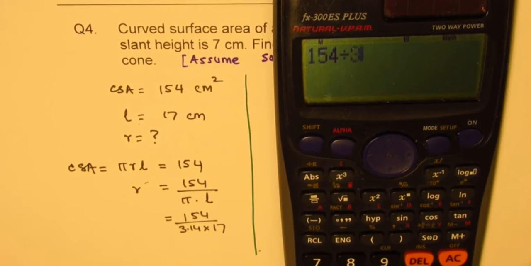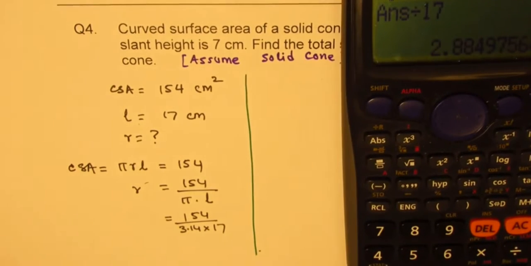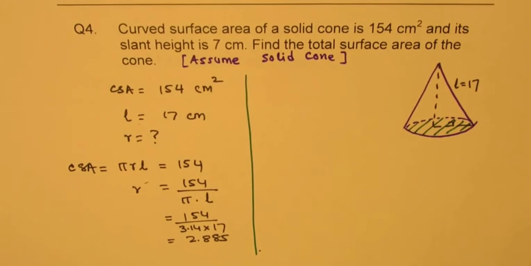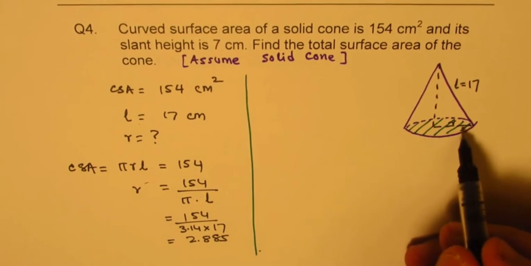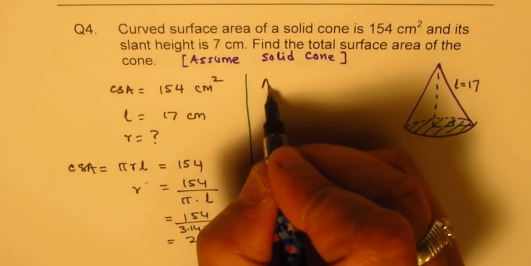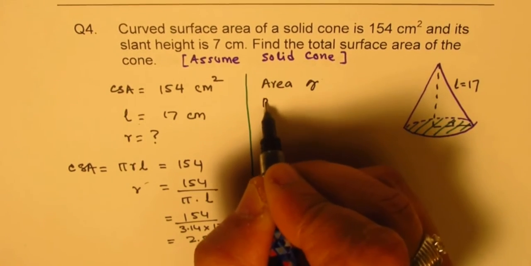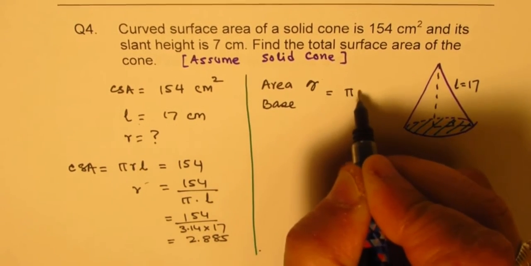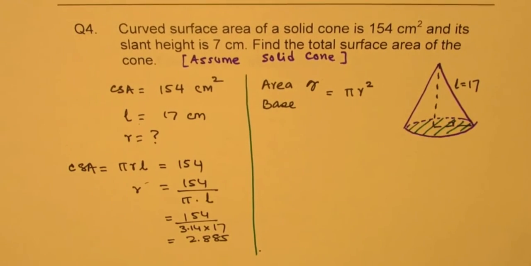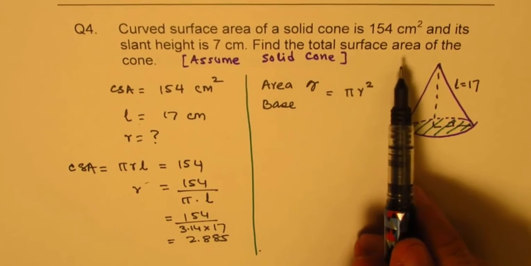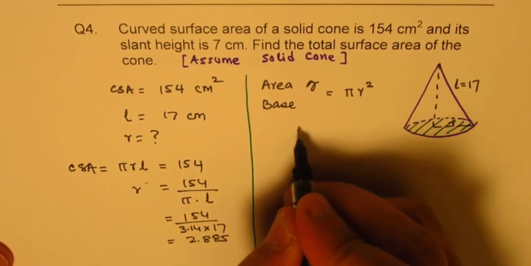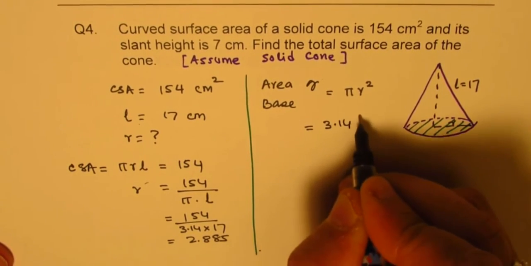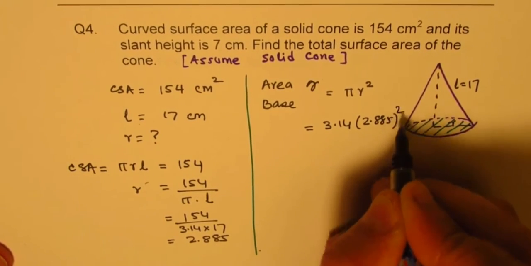So let's calculate. 154 divided by 3.14 divided by 17 is equal to 2.885. So we'll write this as 2.885, right? So we'll just use 2.885 for the time being. Now we get the radius. Since we have the radius, we have the area of the base now, which is equal to pi r square, right? Now we want the total surface area, meaning also of the base, correct? So which will be 3.14 times 2.885 whole square, right?